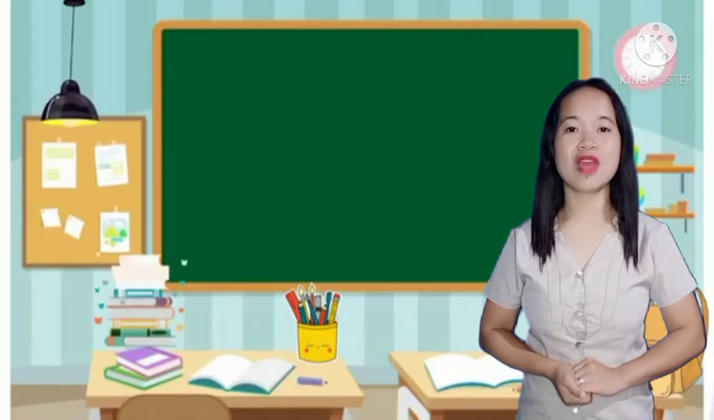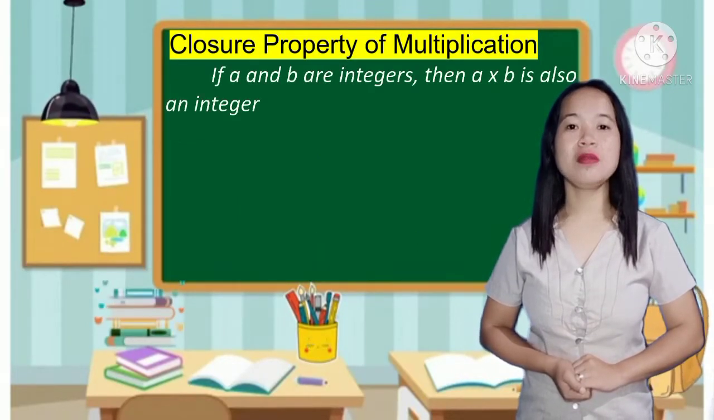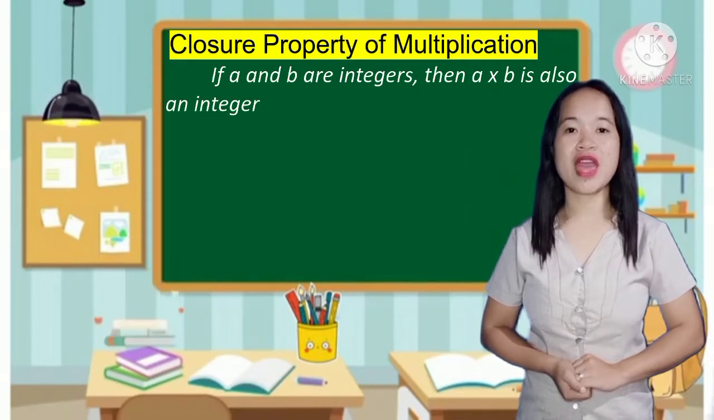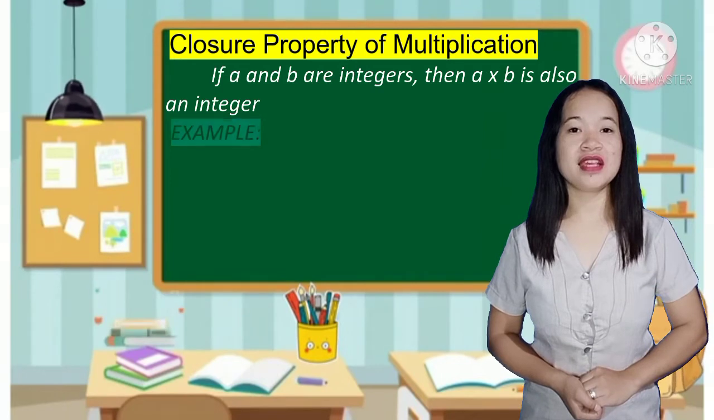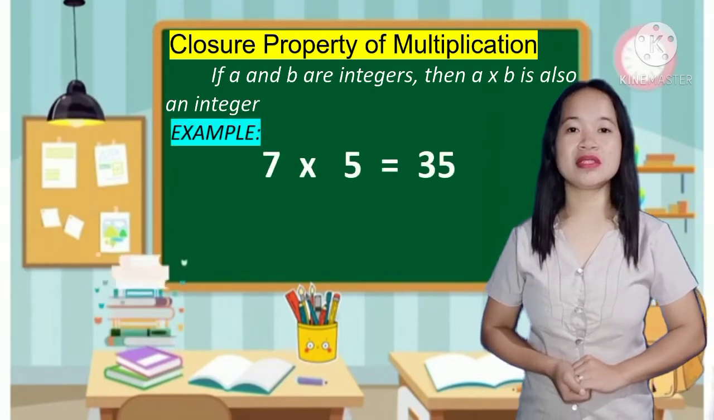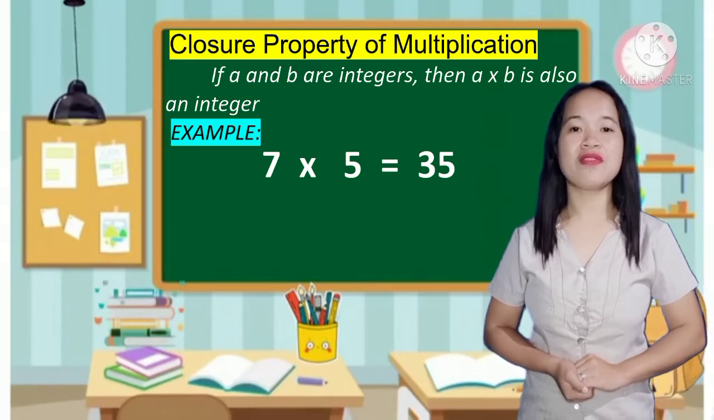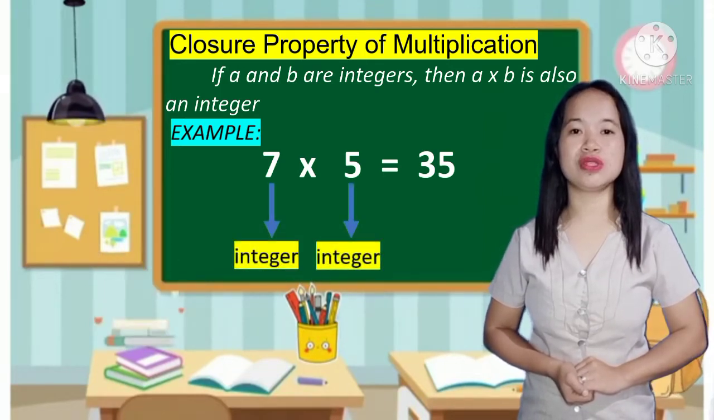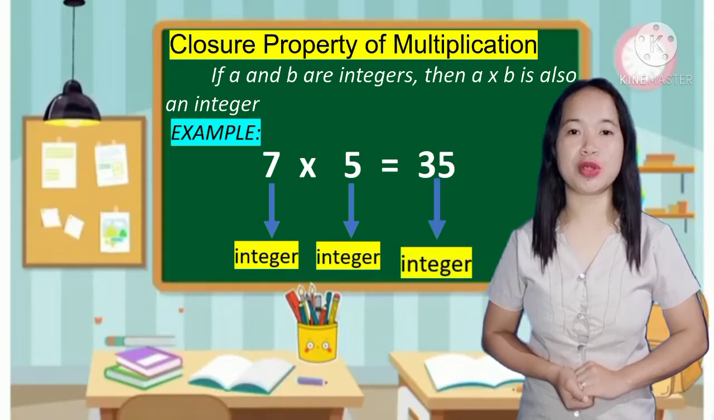Now let's have closure property of multiplication. If A and B are integers, then A times B is also an integer. Let's have an example. 7 times 5 is equal to 35. 7 and 5 are both integers. Therefore, 35 is also an integer.